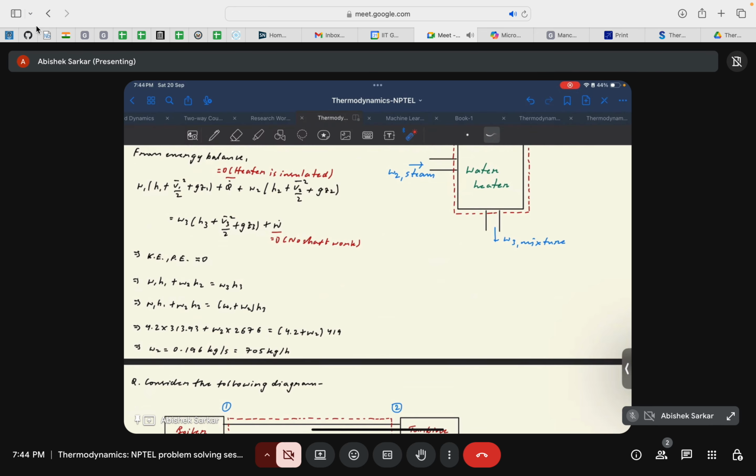Okay, so if you do that, you will get 4.2 times 313.93 plus W2 times 2676 equal to (4.2 plus W2) times 419. From that you will get W2 is equal to 0.196 kg per second. If you multiply it with 3600 seconds per hour, we will get W2 as 705 kg per hour. Okay.